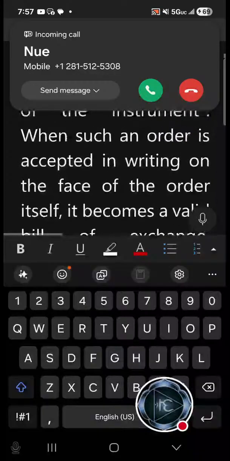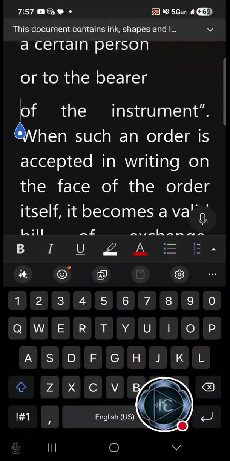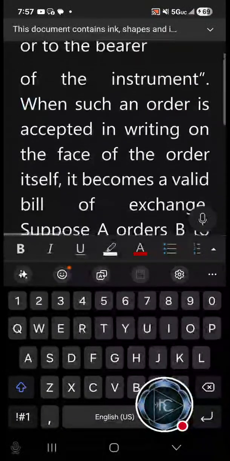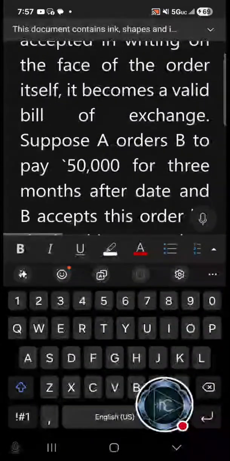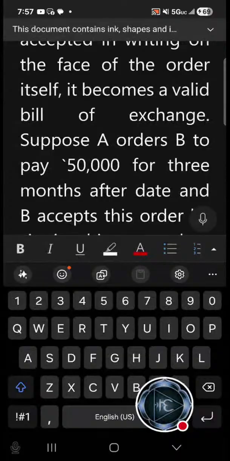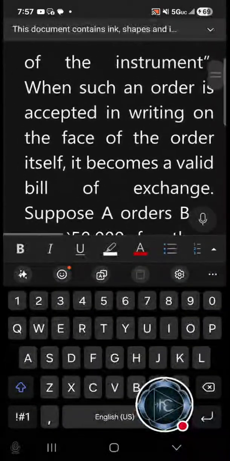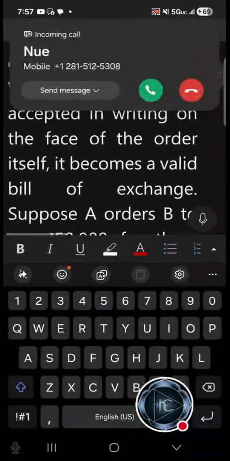When such an order is accepted in writing on the face of the order itself, it becomes a valid bill of exchange.